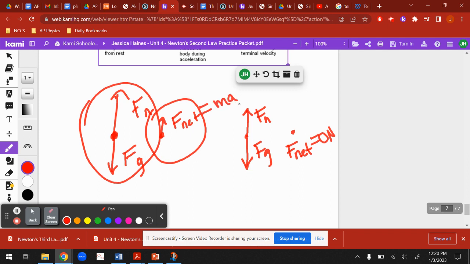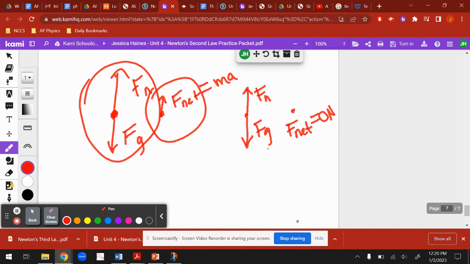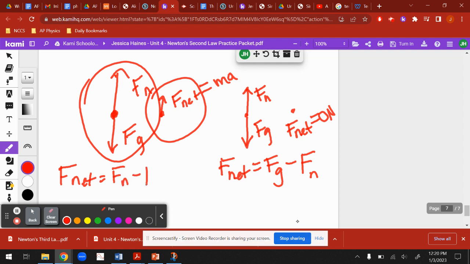So when you're writing an equation for each one of these, over here on the right side, you're still writing F net equals force of gravity minus force normal because they're opposite each other. It could be force normal minus force of gravity, it doesn't matter. In this particular one over here, you're still going to write F net, but you're always going to write the bigger one minus the smaller one. So force normal minus force of gravity would have to be the way that one is.